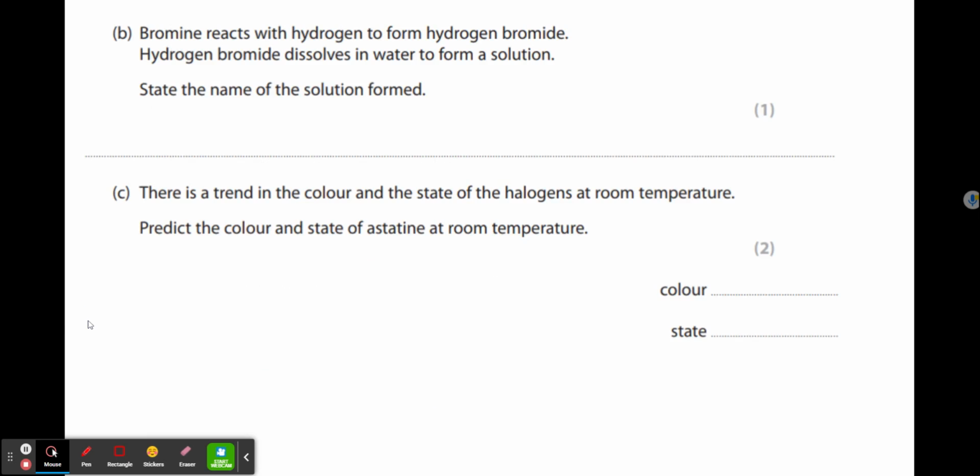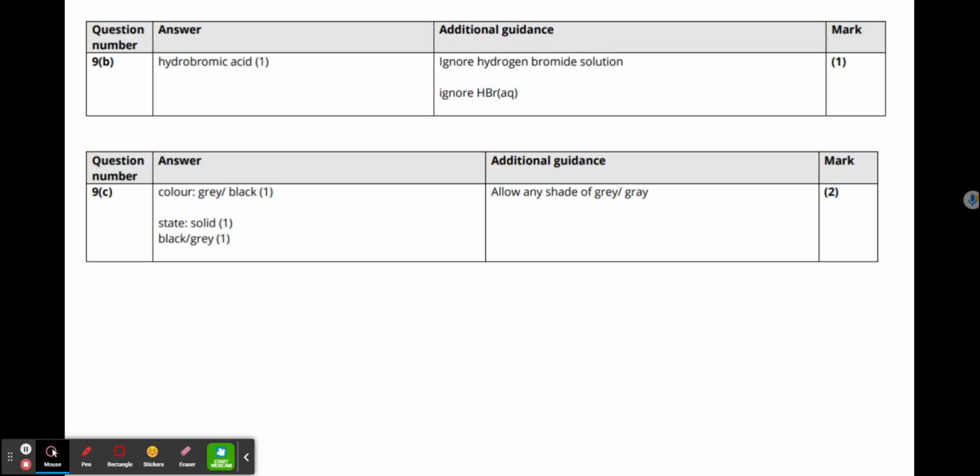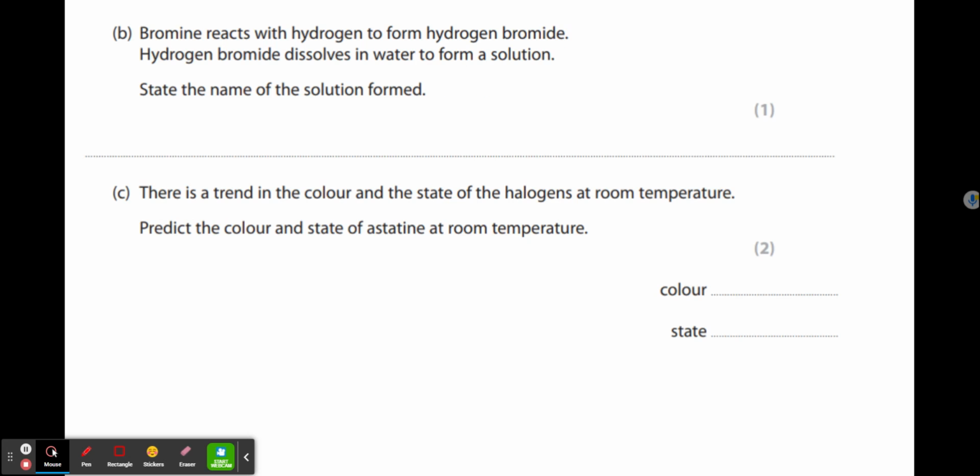Part B: bromine reacts with hydrogen to form hydrogen bromide. Hydrogen bromide dissolves in water to form a solution. State the name of the solution formed. Hydrogen bromide is going to dissolve in water to form hydrobromic acid. The link there really is if it was hydrogen chloride, HCl, that would form hydrochloric acid.